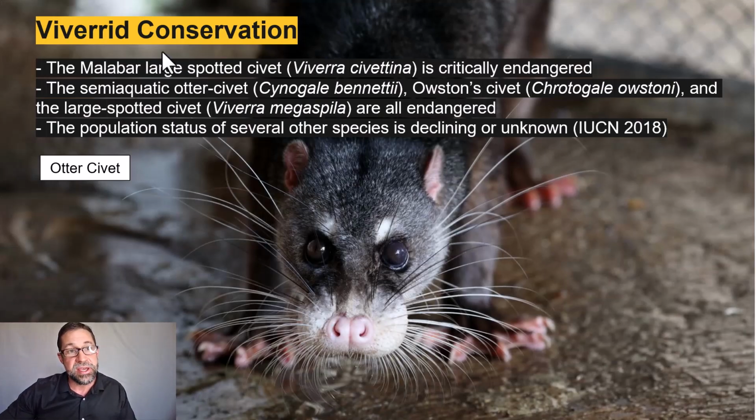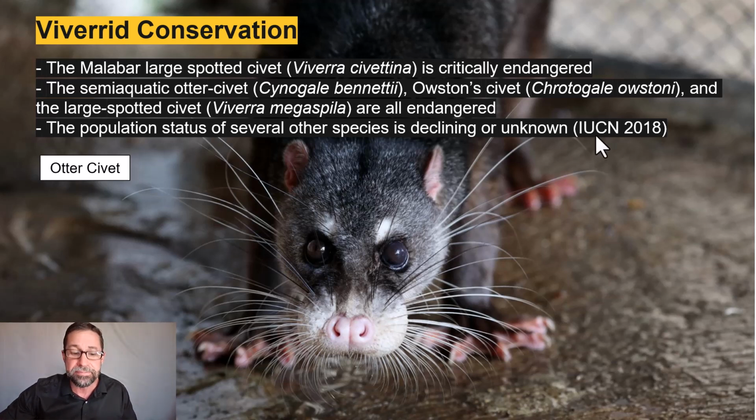So conservation begins by identifying those species whose populations are precipitously declining. With respect to the viverrids, the Malabar large spotted civet is recognized as critically endangered. And then the semi-aquatic otter civet, shown here, as well as the Owston's civet and the large spotted civet, are all classified as endangered. The population status of several other species is probably declining or simply not known, as documented by the IUCN.